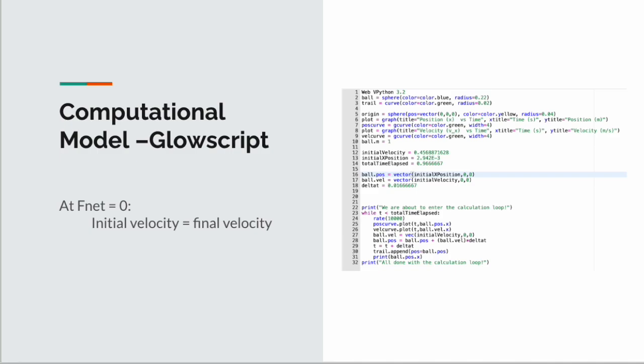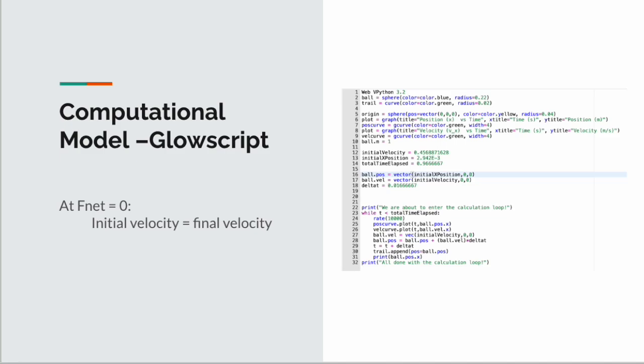In GlowScript, I modeled the tape as a particle moving in one dimension. I used the momentum principle: the change in momentum equals the net force times the time step. I set the net force to zero, so momentum and velocity remain constant, which leaves the simple result that initial velocity is equal to final velocity if F net is equal to zero.